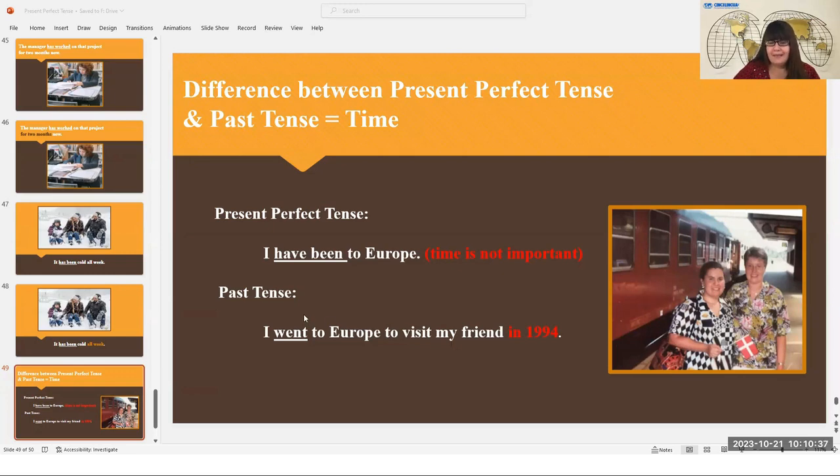Now, in the past tense, if we look at this, I went to Europe to visit my friend in 1994. When we use the past tense, you need to put a past time so that the person listening knows and understands when the action occurred. So in the past tense, the time is very important. In the present perfect, the time is not important and usually is never mentioned. Okay?